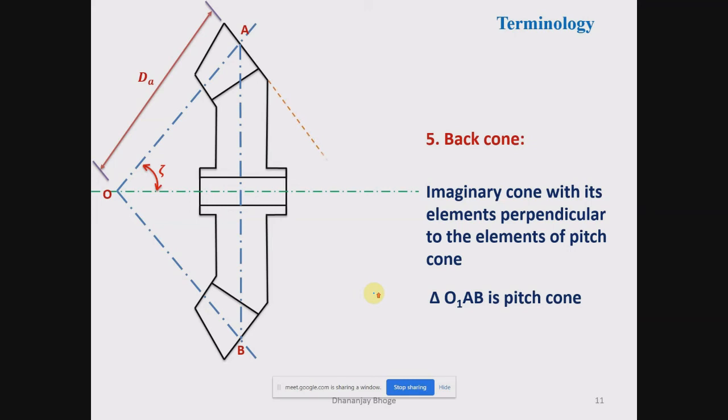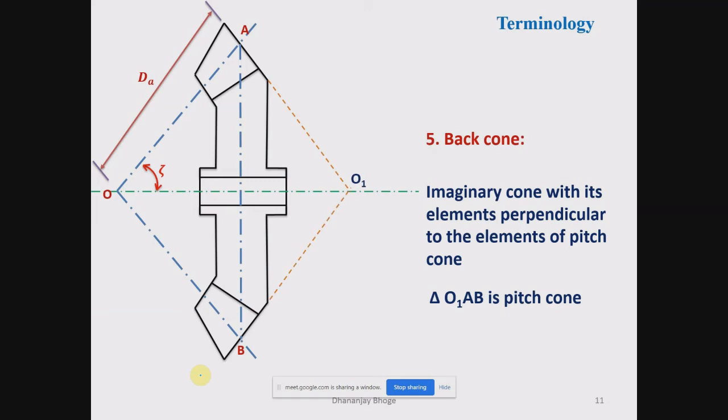So back cone. Pitch cone चे elements म्हणजे pitch line. हे जे लाइन्स काढलेत ना, these are the elements of pitch cone. याला perpendicular lines काढल्या की we will get the back cone. The pitch line OA and pitch line OB यांना दोन perpendicular line काढायचे. They will meet each other at point O1 like this.